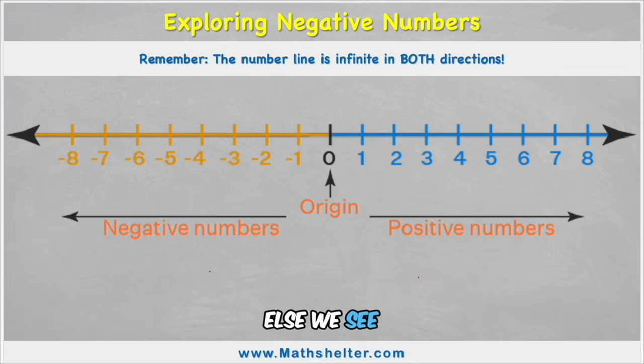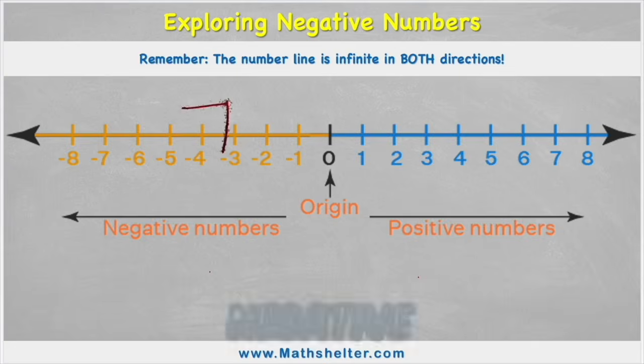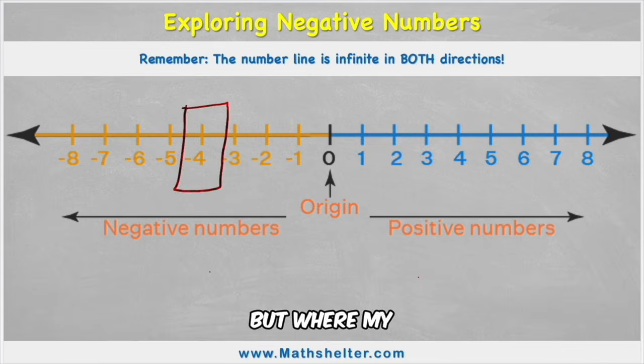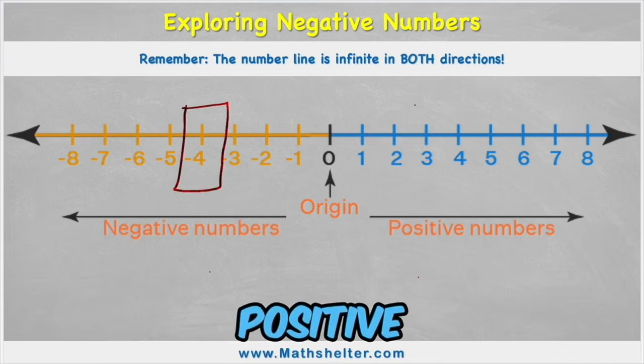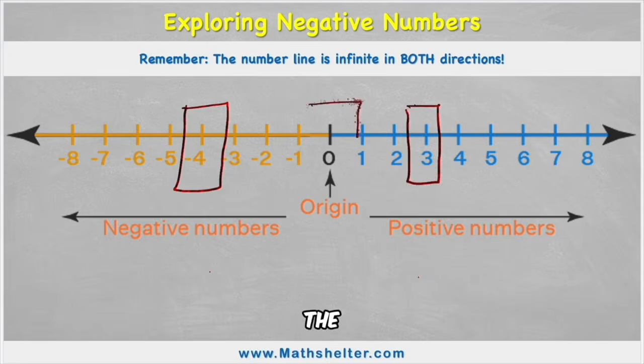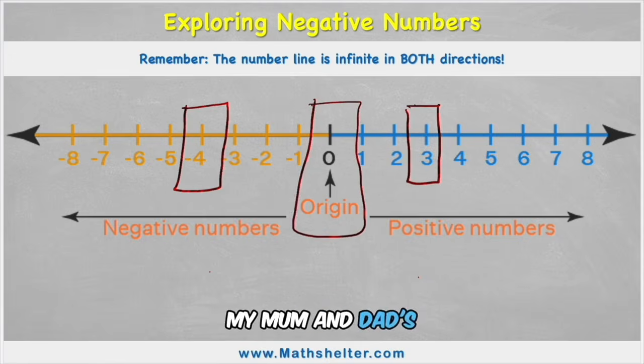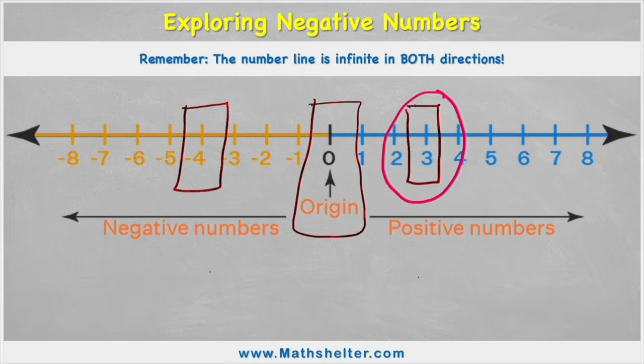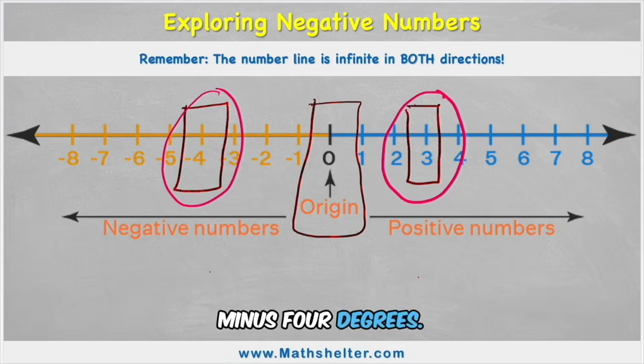So when else might we see negative numbers? Well, what about the weather? Now, if you live in the UK, currently as I'm recording this, it's February the 9th, and I know, because my brother lives there, that it's snowing in the north of England, and the temperature is negative 4. But where my mum and dad live, it's positive 3. And 0, the origin, is the mark for freezing. So on a thermometer, my mum and dad's house would show 3 degrees, but my brother's house would show minus 4 degrees, colder than freezing.